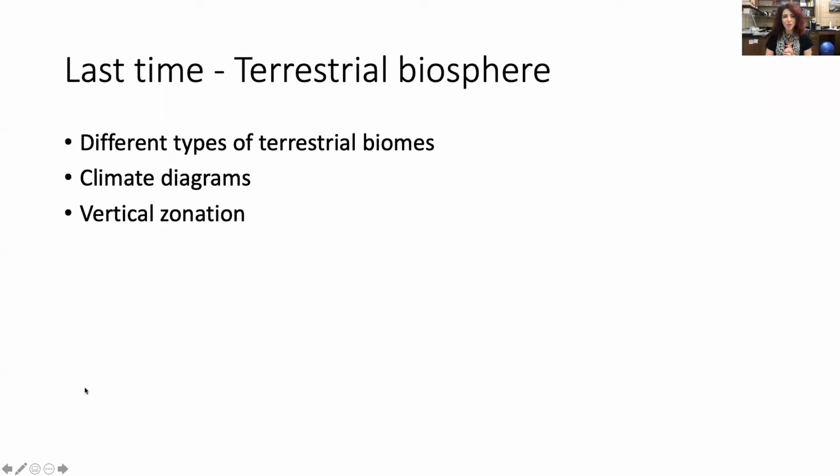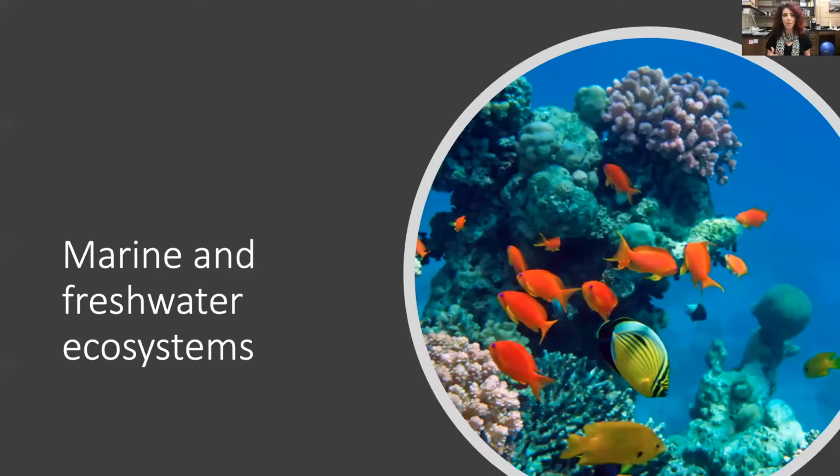So last time we talked about the terrestrial biosphere and the different types of terrestrial biomes. We also examined climate diagrams and how to interpret them and what that means for a specific biome in terms of precipitation and temperature. And we also covered vertical zonation or altitudinal zonation. Today, we're going to talk about both marine and freshwater ecosystems on Earth.